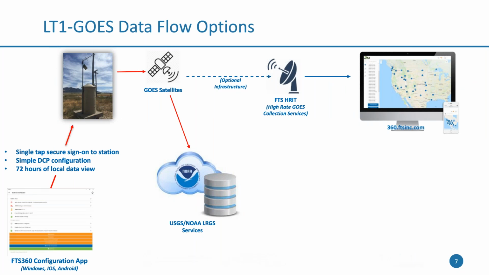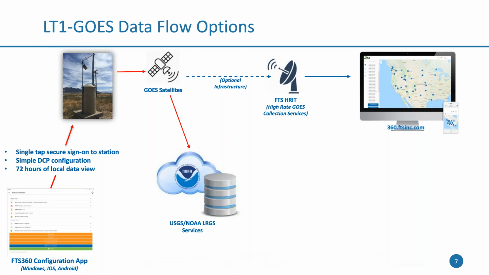Thanks, Brad. The LT1 GOES uses the standard GOES telemetry transmissions that everyone's familiar with. So once configured with a NESDIS ID, a time slot, a specific message type, you put all your data in there. On the schedule defined, most GOES systems are obviously an hour. Some can be shorter, some can be longer, but the data will flow into the GOES satellite system and down to NOAA's services and eventually into the LRGS, which is hosted by the USGS or NOAA. That data path hasn't changed at all. It's the same one you're familiar with.